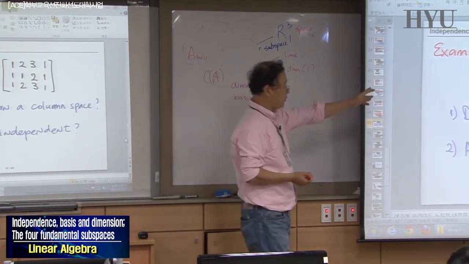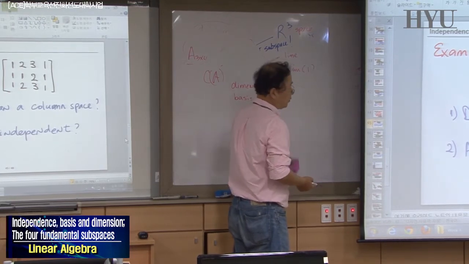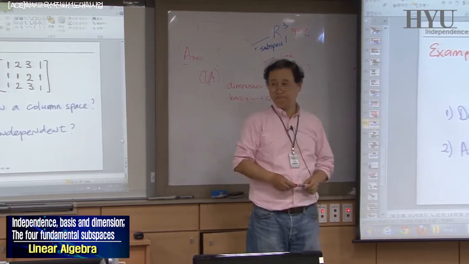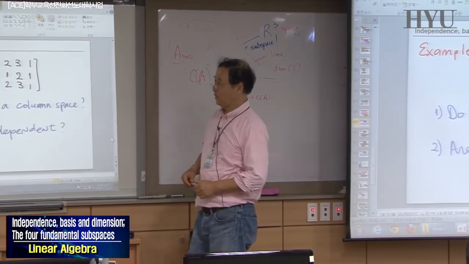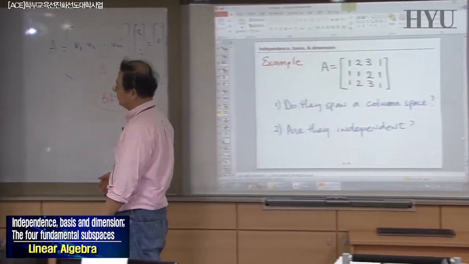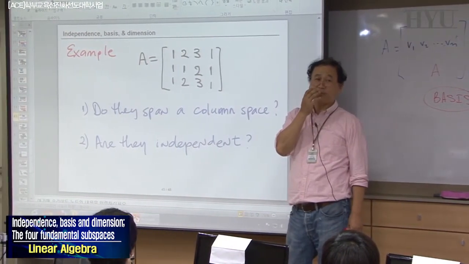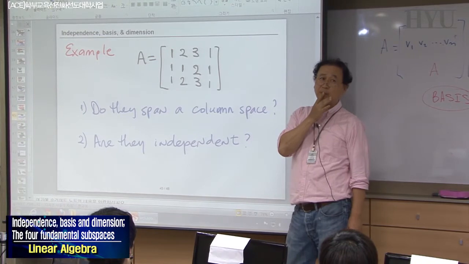So when you have this matrix, what's the dimension? Do you have any idea? What's the dimension of this matrix? What's the number of independent column vectors?